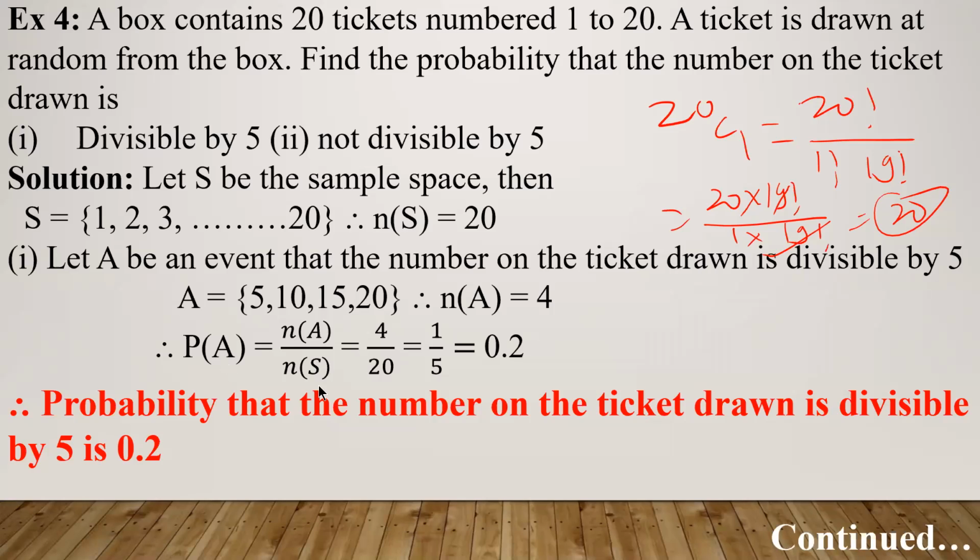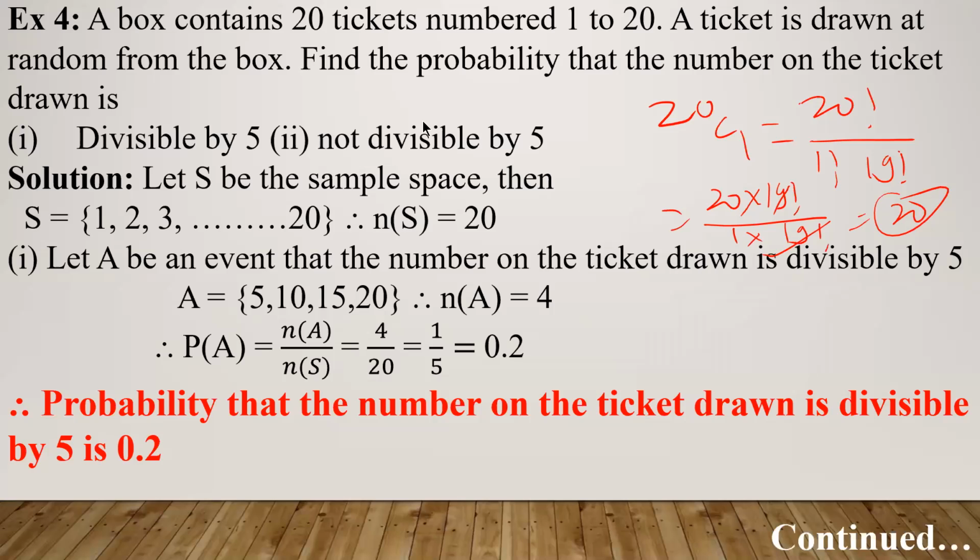Okay, so what is the probability of A? n of A divided by n of S, 4 divided by 20. n of S is 20. 4 divided by 20, which is 1 upon 5, that is 0.2. So the probability that the number on the ticket drawn is divisible by 5 is 0.2. Okay, that is a 20% chance. If you convert it into percentage, the number written on the ticket in your hand will be divisible by 5 with 20% chance.